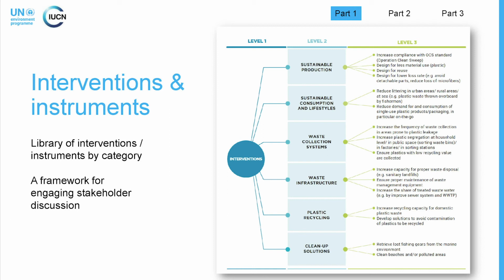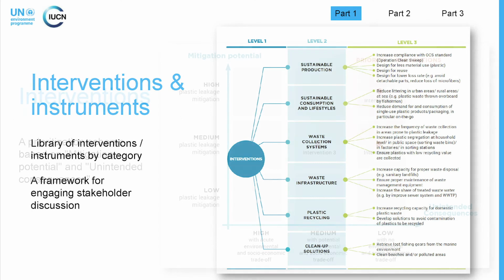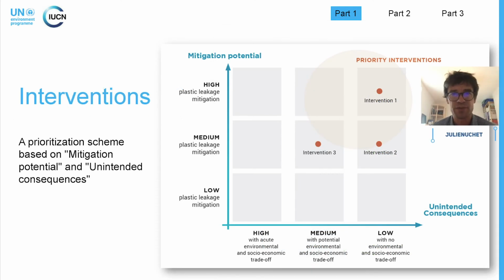It's of course much more complete in the tools that you can access. So for both interventions and instruments, we propose a prioritization scheme. For interventions, the prioritization is based on two criteria: the mitigation potential of the intervention and the potential unintended consequences. For example, if one intervention would yield a higher carbon footprint. Of course, we favor interventions with high mitigation potential and low unintended consequences.